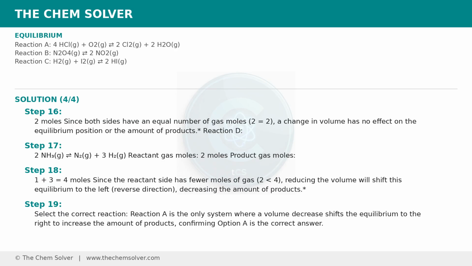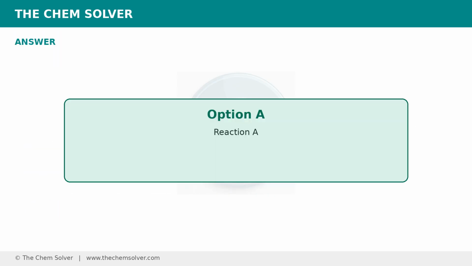Select the correct reaction. Reaction A is the only system where a volume decrease shifts the equilibrium to the right to increase the amount of products. Confirming option A is the correct answer. The correct answer is option A, reaction A.